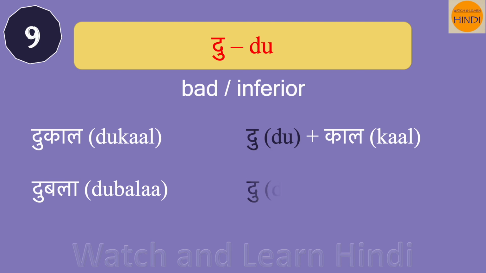Dubla is du plus bala. Dubla. As you have learned earlier, bal is strength or force. So when we say dubla, it refers to somebody who lacks it, or lacks the strength, or in other words, is a weak person. Dubla.